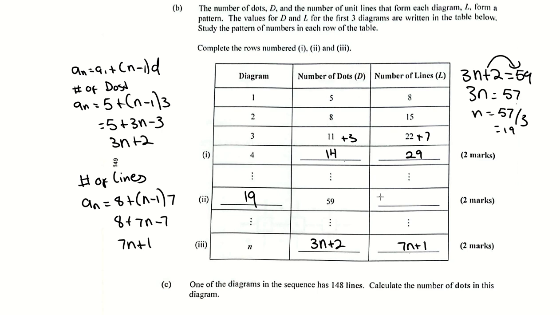This one will be easy. If your diagram number is 19, that means n is 19. So that's 7 times 19 plus 1. Use a calculator. 19 times 7 is 133. 133 plus 1 is 134. So you'll get 134, and that is how you will do this part here.